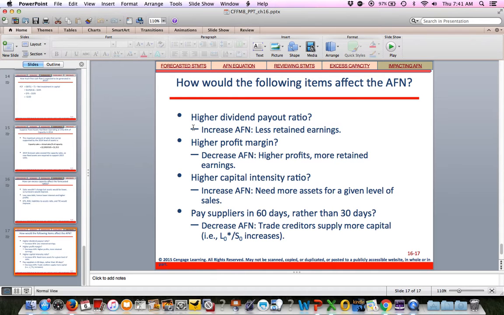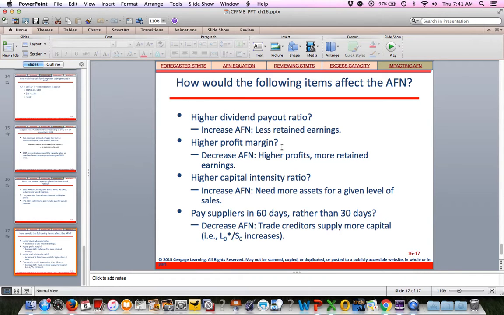How would the following items affect AFN, additional funds needed? Higher dividend payout ratio, that would be an increase to AFN because we'd have less retained earnings. The more of our earnings we give to our shareholders means the less cash that we're keeping to be able to invest in the company. So that would increase AFN.